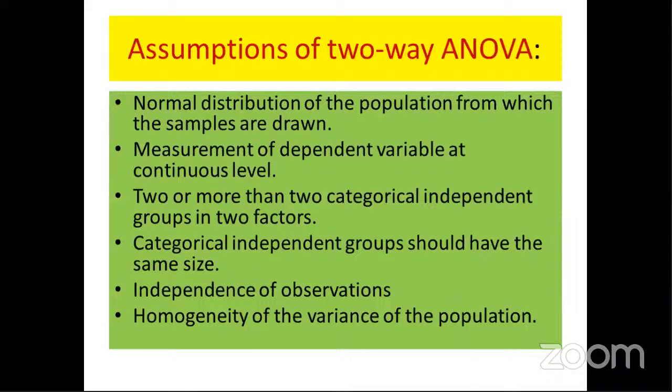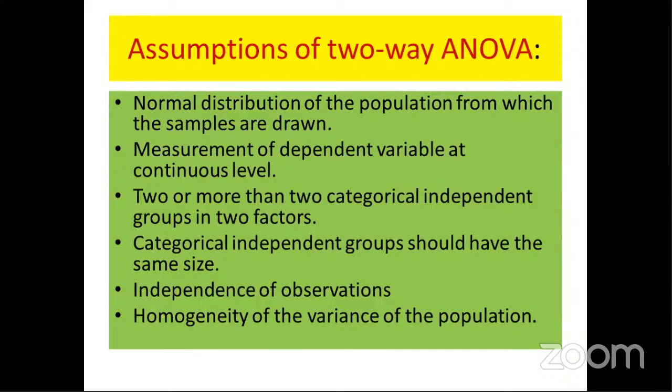Then the measure of the dependent variable and the independent variable should be continuous. Okay, the dependent variable is at the continuous level. In other words, there are 2 types of quantitative data, no? The discrete and the continuous. So if you made use of continuous data, and your dependent variable is also measured based on continuous data, then you make use of two-way ANOVA. And then you are comparing 2 or more categorical independent groups in 2 factors. That's why it's two-way ANOVA, no?